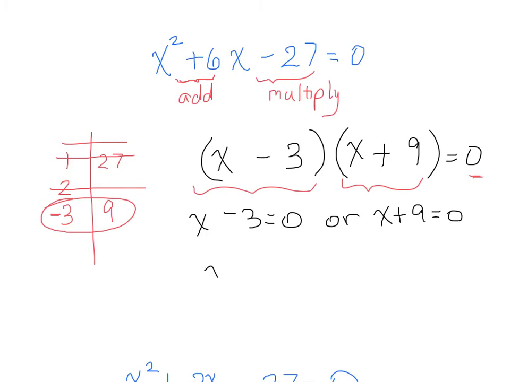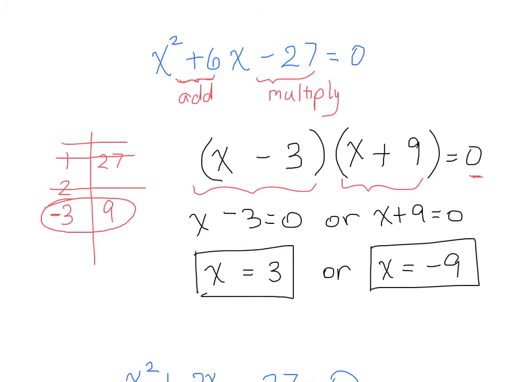Which means that x is equal to, if you isolate the x on the left side, you get x is 3 or x is negative 9. And we have both our answers.